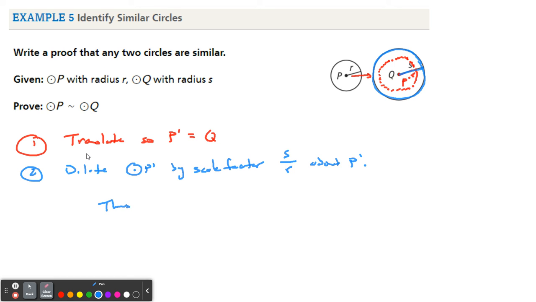And thus, circle P prime, circle P will be similar to circle Q. Too many round objects here. And there we go. And we proved it because we have a similarity transformation that maps one onto the other. All right, very good. So again, this is kind of a weird section, but hopefully you understand and do well on the practice. All right, good luck.